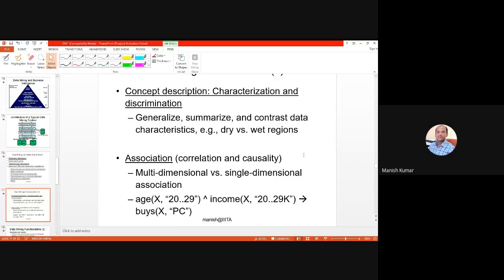Association mining talks about correlation and causality. This could be multidimensional as well as single dimensional association. For example, what we are looking for is like this. If you look at this, just a minute.